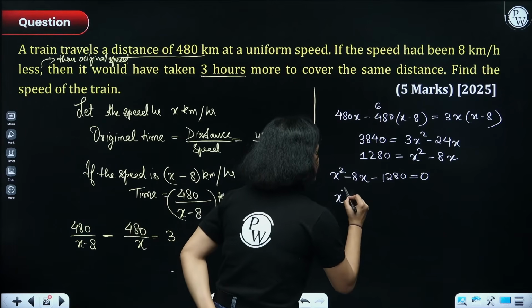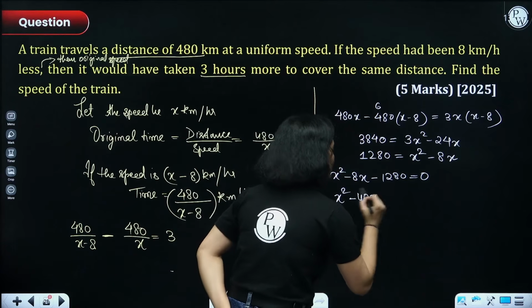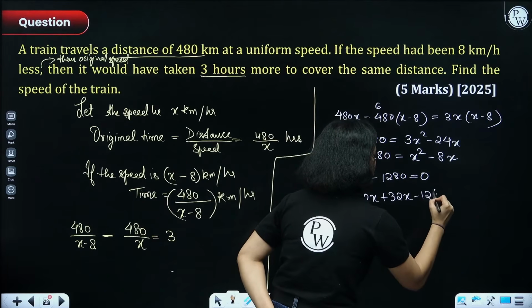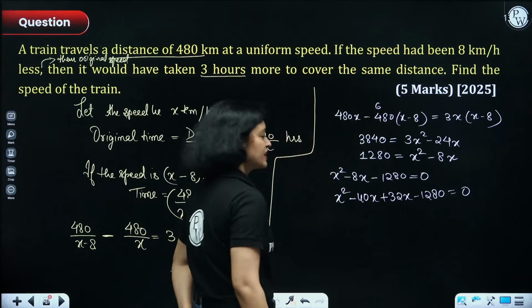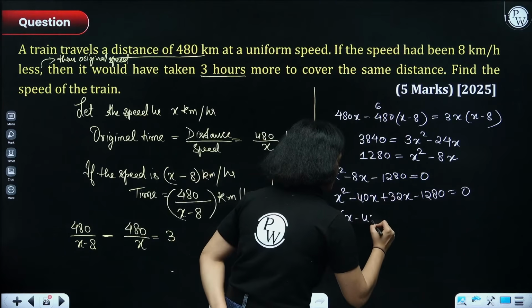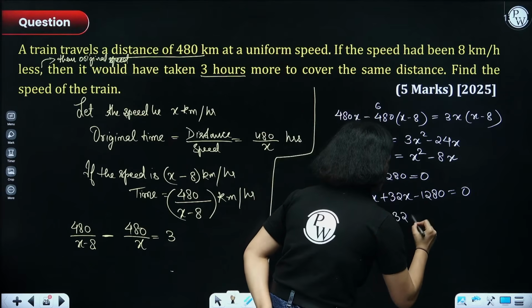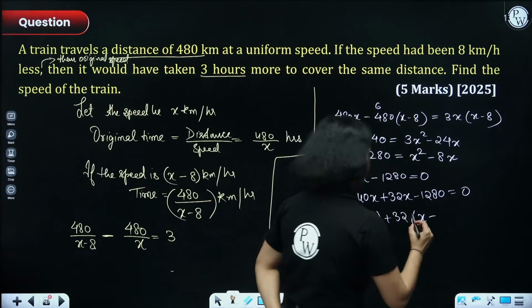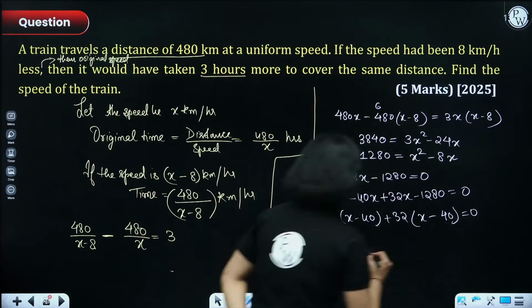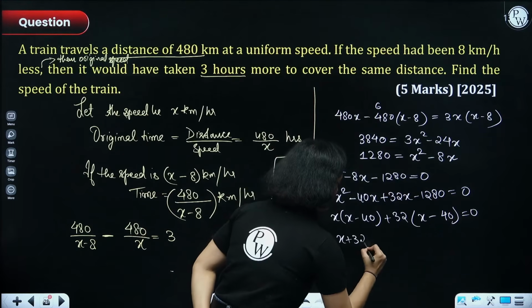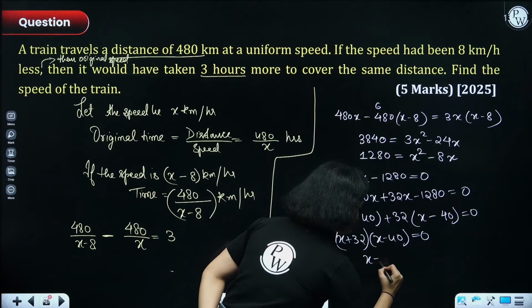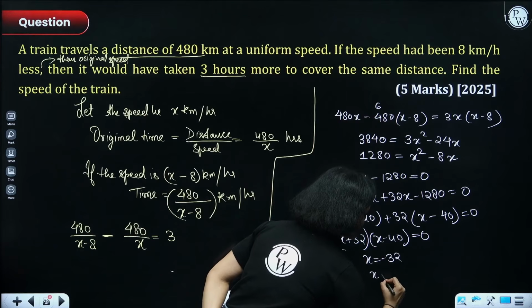Let's see. x square minus 40x plus 32x minus 1280 is equal to 0, right? Now I'll take x common here, so x minus 40. Here, I'll take 32 common, so I'll get x minus 40 is equal to 0. So now (x plus 32) into (x minus 40) is equal to 0. So from here, the value of x is either negative 32 or the value of x is 40.